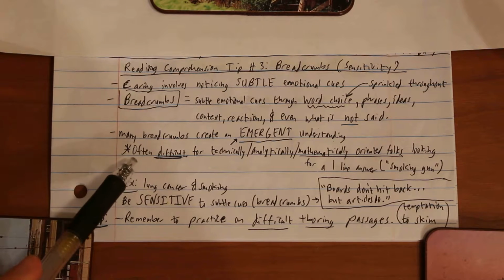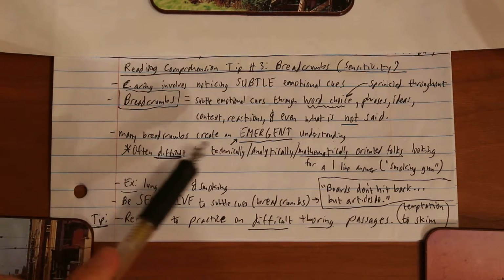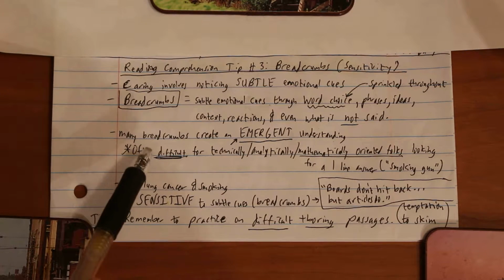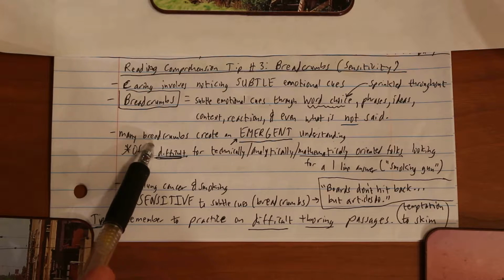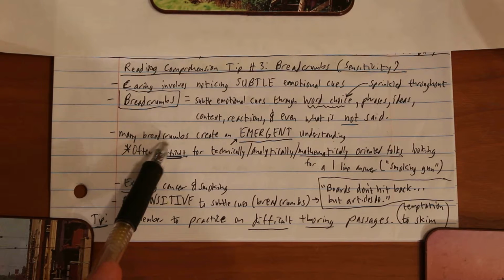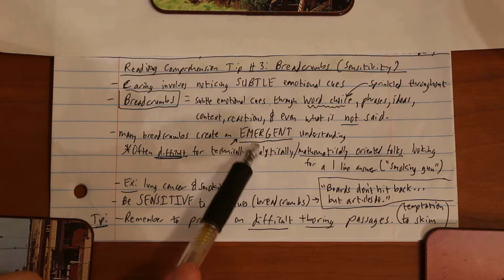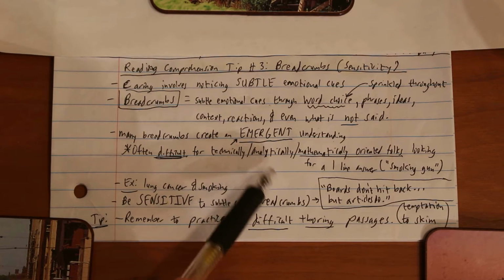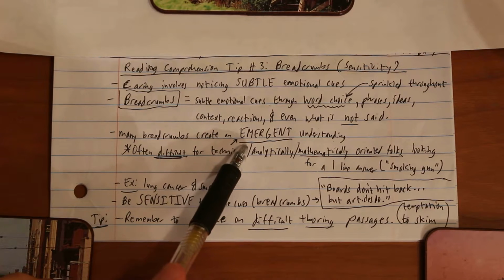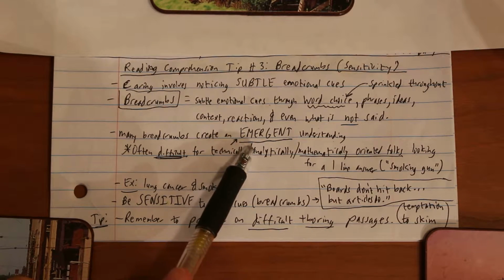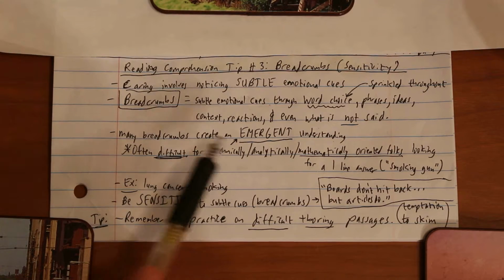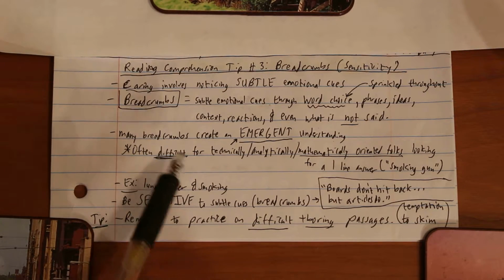So many of these breadcrumbs create an emergent understanding. One of them may not tell you too much, but together, if I keep using, let's say, positive words or negative words, a picture emerges. So there's an emergent understanding of how the author feels about what they're saying. So if you've always had trouble with those sorts of questions, you need to be paying attention to more breadcrumbs.